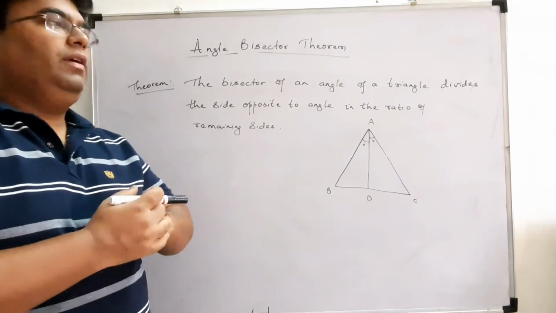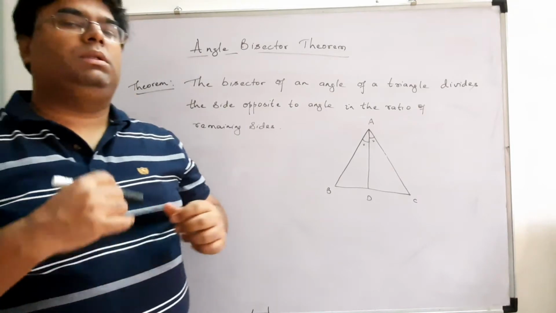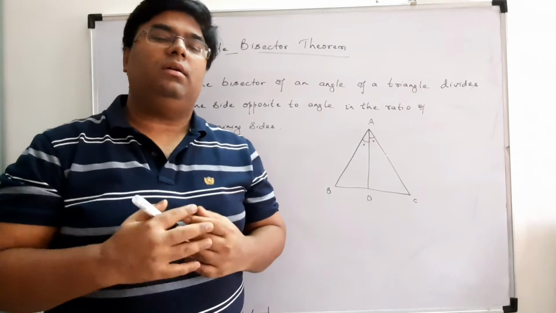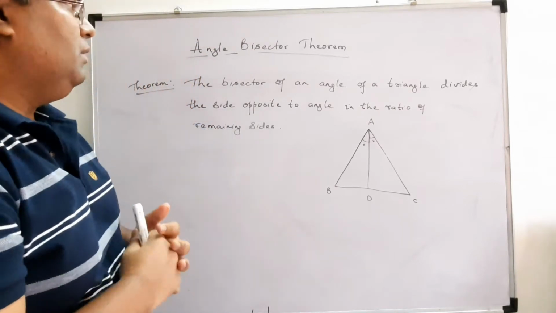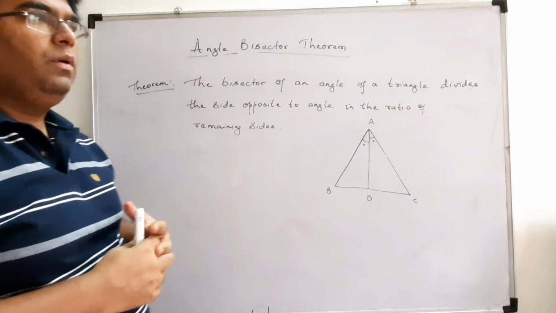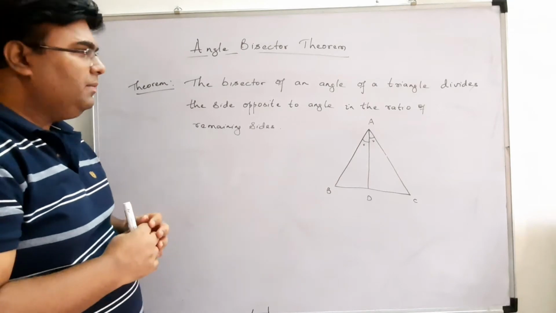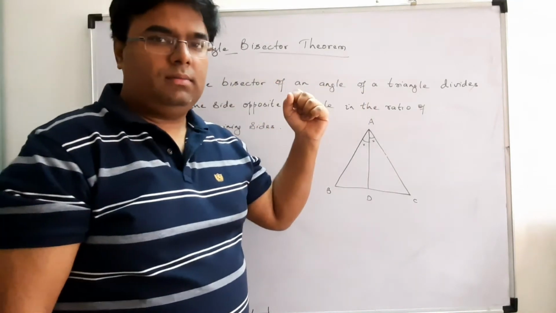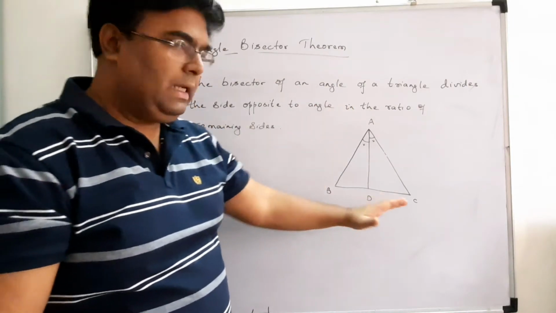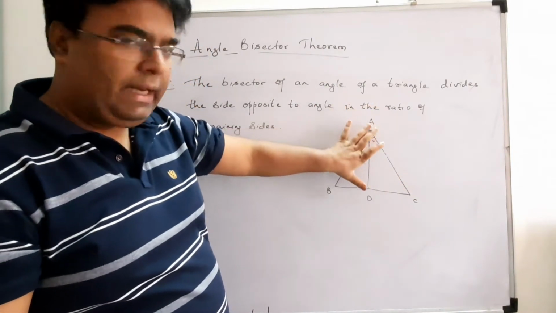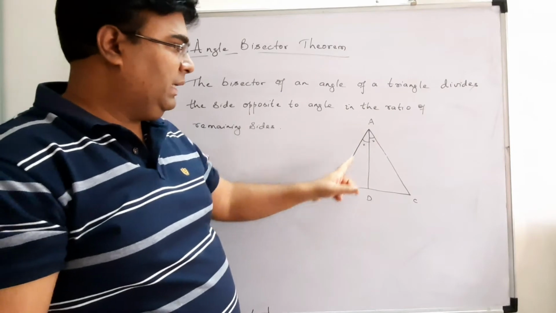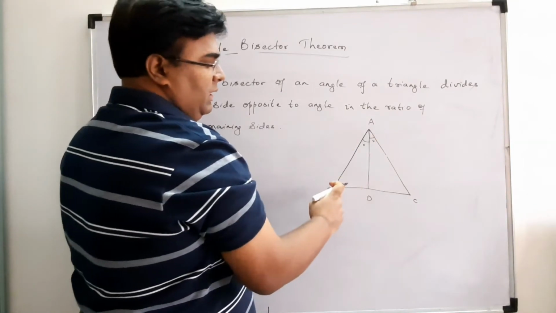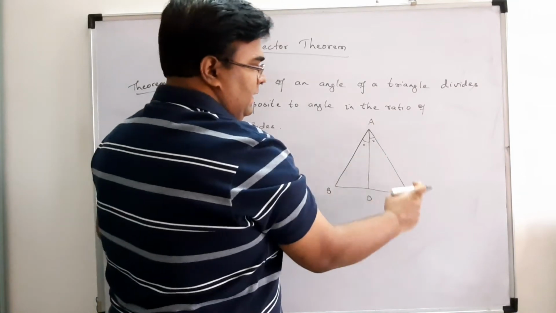In this video, we are going to learn about some other theorems which are based on the basic proportionality theorem. The first one is the angle bisector theorem. This theorem says that the bisector of an angle of a triangle. There is a triangle ABC and we have drawn line AD which is bisecting angle A. So this AD is the bisector of angle BAC.